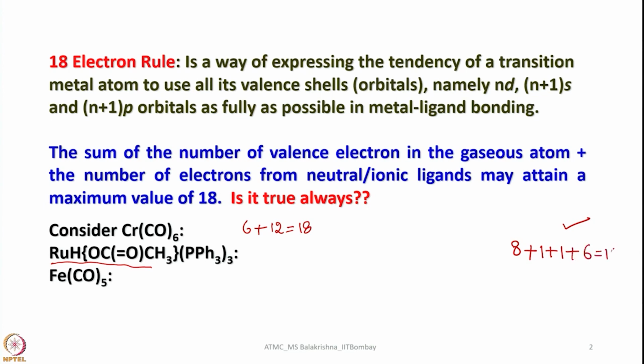It becomes 16 electrons, but in this acetate, what happens is that it also gives 2 electrons. As a result, you add another 2, and it becomes 18 electrons. So, now let us go for the other method.